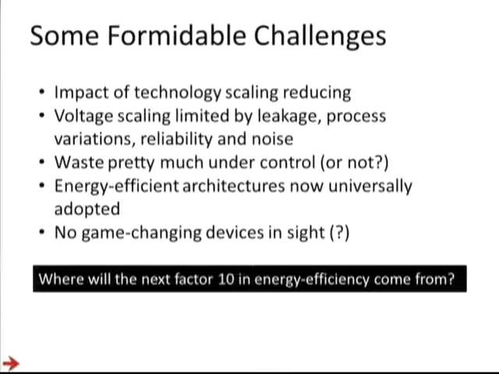First of all, the impact of technology scaling and the reduction in capacitance is not evolving as fast anymore as it did in the past. Voltage scaling, another one of our things in our toolbox, has been limited by a set of factors, such as leakage, process variations, reliability issues, and noise. We managed to reduce waste in our circuits. More and more we got aware that waste is not something we're allowed to have. So this is pretty much under control, we guess.